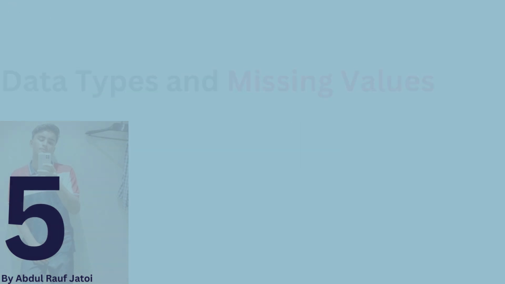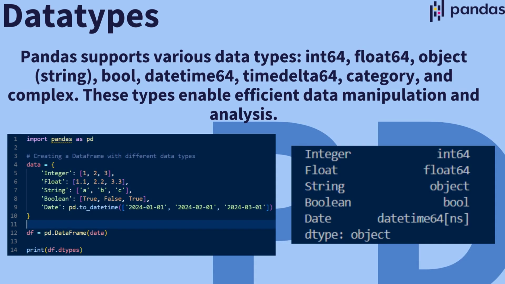Okay, so let's start our video with what are the data types. Data types in Pandas support various types like int64, float64, where 64 is the bit size, and objects like string, bool, datetime64, timedelta64, category, and other complex types. These types enable efficient data manipulation and analysis in Pandas.